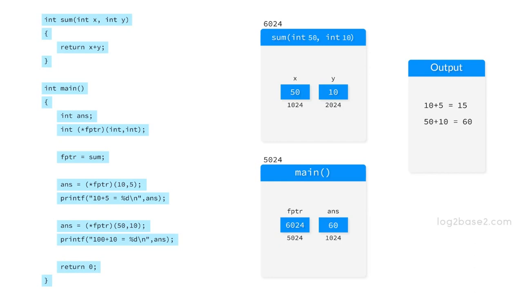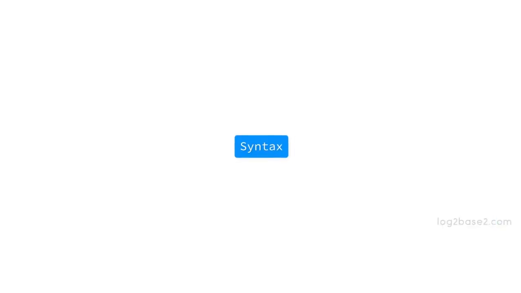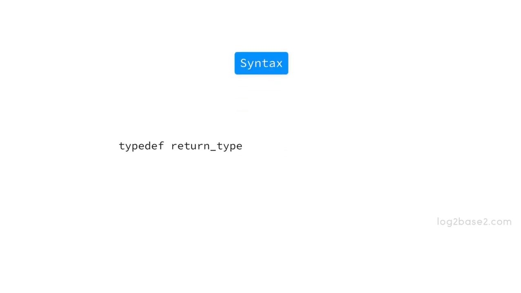Now, the function pointer syntax is a little complex compared to other data types, so we can make it easy by using the typedef keyword. The syntax to create a function pointer using typedef is the keyword typedef followed by the function return type, followed by the function pointer name in parentheses and the parameter information within parentheses, and finally a semicolon.